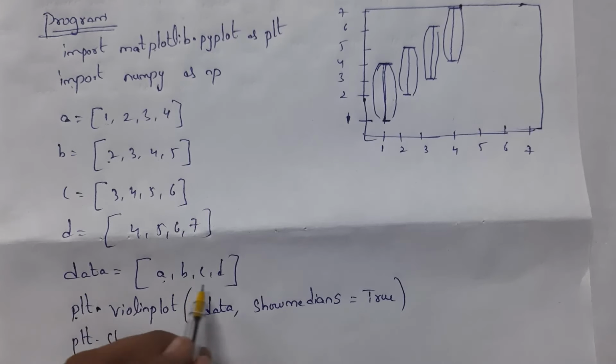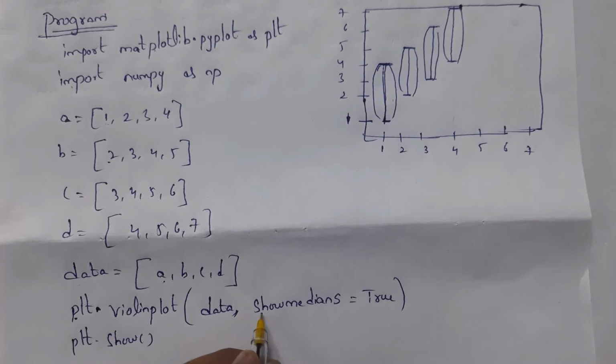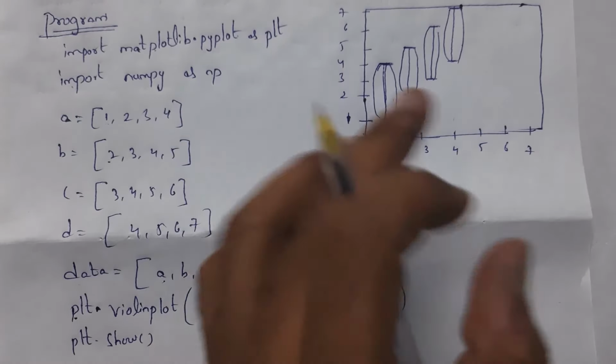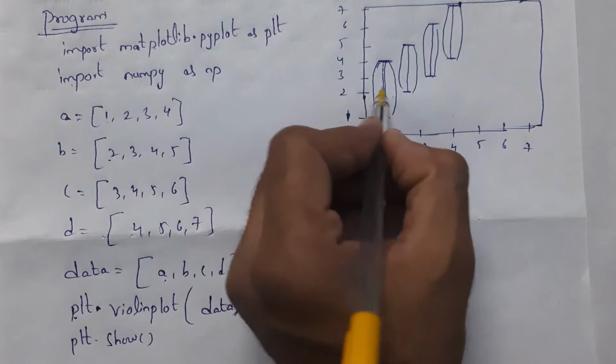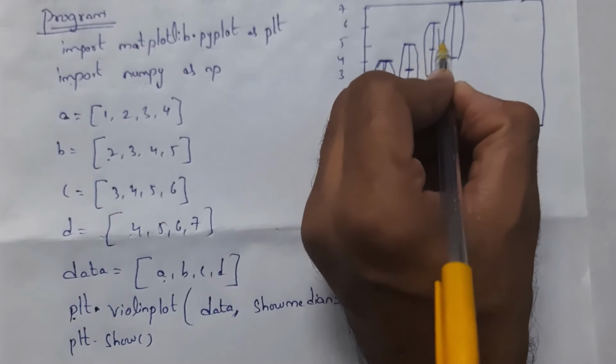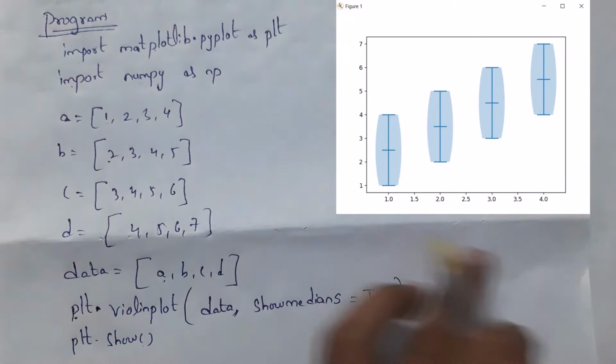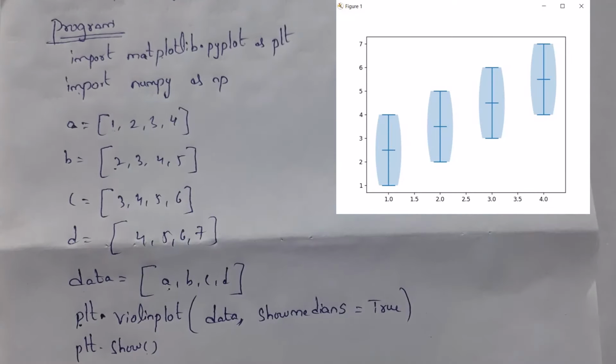And next, my information is stored in variable data. Write here data, comma, guys, median is nothing but the middle point, and I wrote here showmedians equal to true. Guys, showmedians is nothing but it will show the middle point. And plt.show will display output. This is my output. This is all about violin plot.